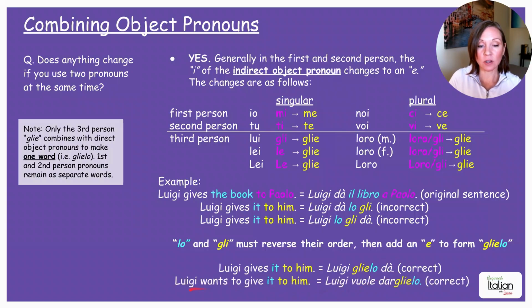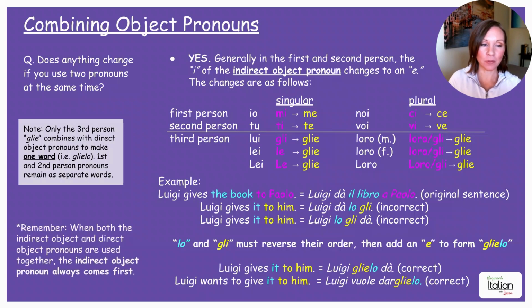If our sentence was Luigi wants to give it to him, you could also attach it to the end of the infinitive. Okay, so Luigi vuole darglielo. Darglielo. It's hard to say, but it's a correct way to use it. So you just chop off the end, chop off the E here from dare, and then you attach glielo. Okay, so glielo dà or vuole darglielo. Okay, it's kind of fun to say. So yeah, that's how you do it.